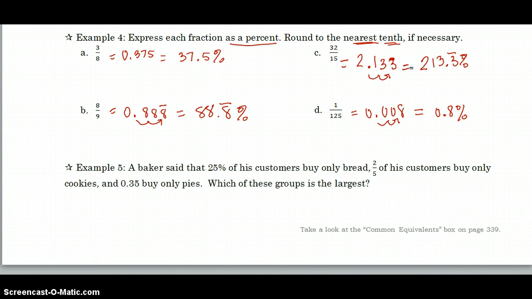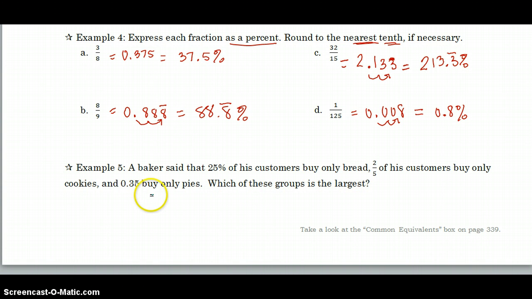Forgot my equal signs. Okay, so our last example on this page before we finish gives us a word problem, because life's not going to just give us fractions very often. Most of the time we're going to encounter life in words and situations like this, where a baker said that 25% of his customers buy only bread, 2/5 of his customers buy only cookies, and then 0.35 buy only pies. Which of these groups is the largest?